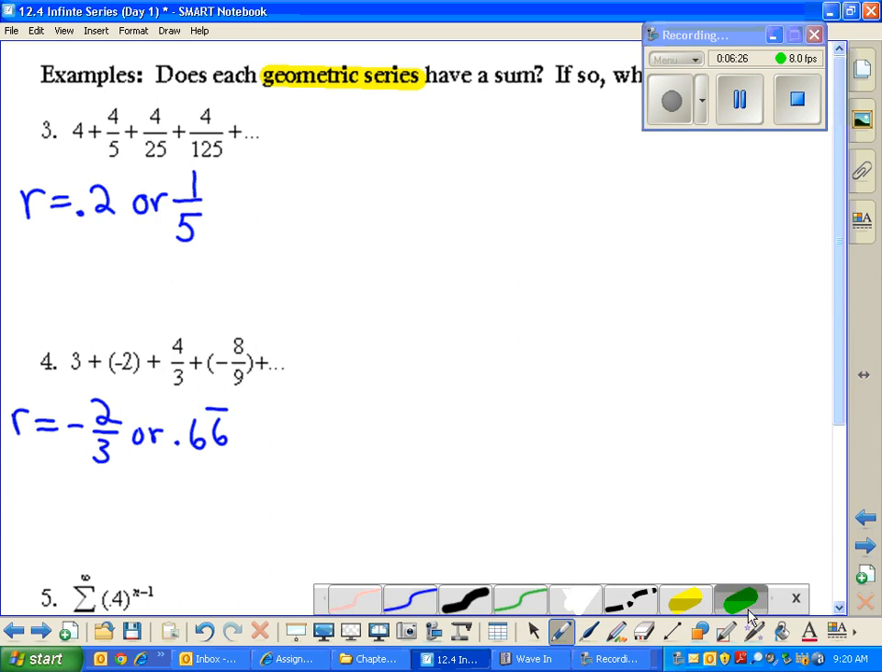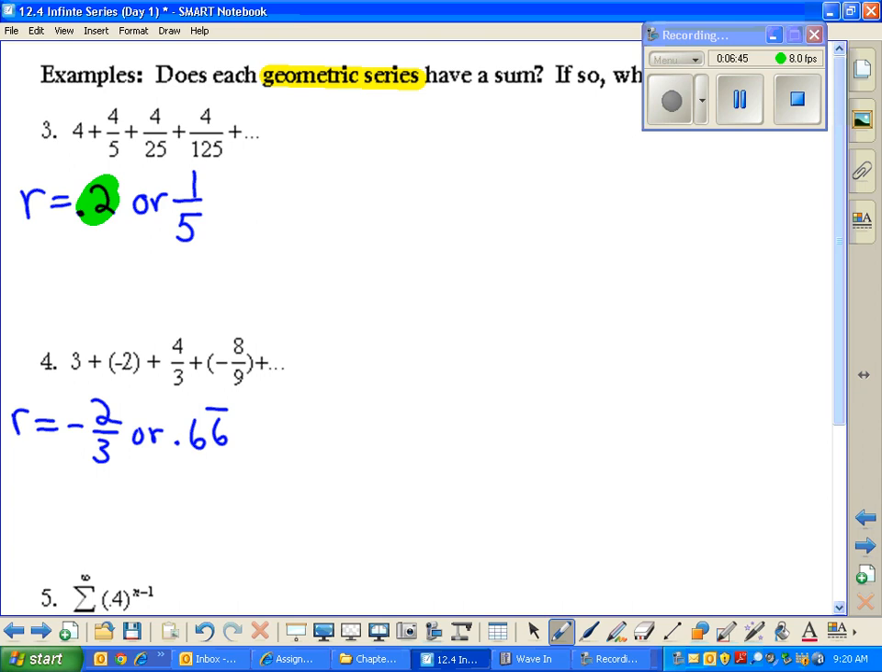So right now in problem number 1, I'm looking at 0.2. Just for fun, I picked the 0.2. That is the value of my common ratio. Now I have to take the absolute value of 0.2. What is the absolute value of 0.2 or 1/5?